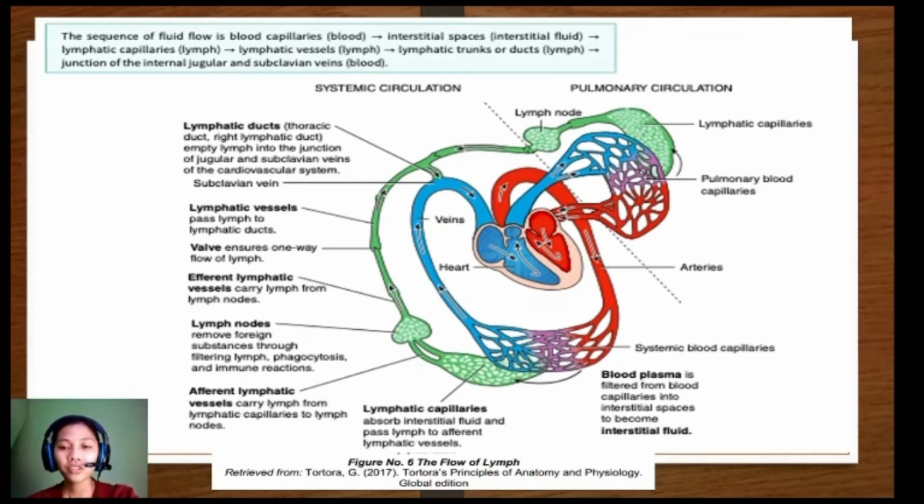Pulmonary circulation goes from the right ventricle to the pulmonary arteries, through the lungs to the pulmonary veins, and re-enters the heart in the left atrium. The real difference is that the systemic circulation carries deoxygenated blood from the body to the right atrium of the heart by the superior and inferior vena cava, while the pulmonary circulation carries oxygenated blood from the lungs to the left atrium of the heart by the pulmonary veins.